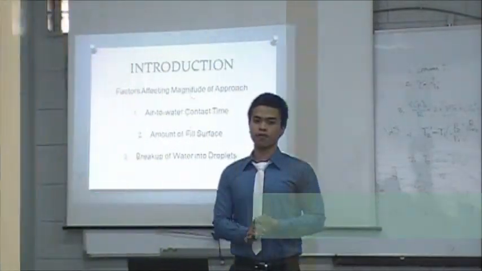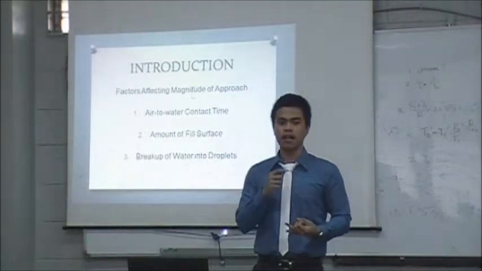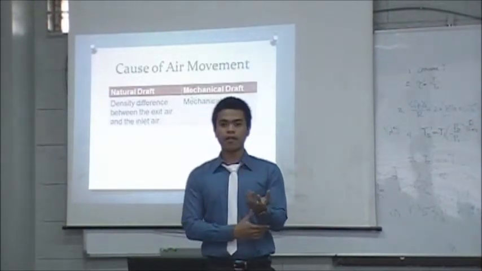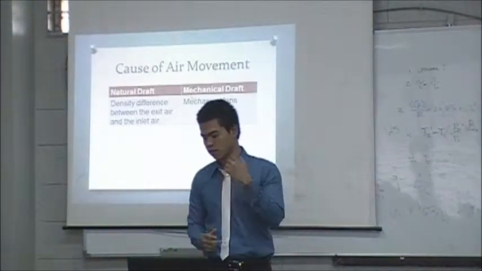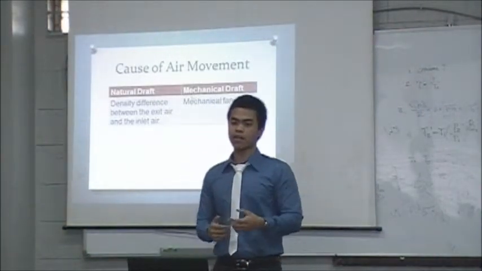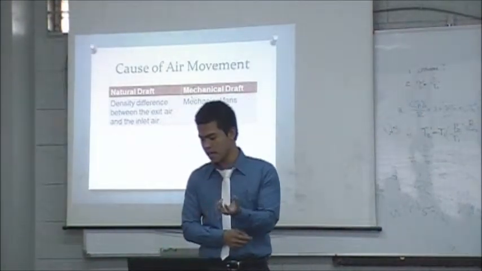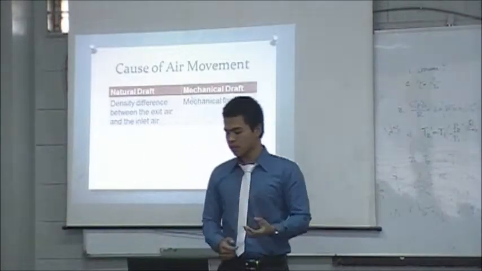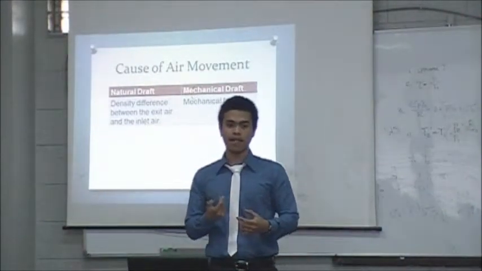There are two general types of cooling tower. The first one is the natural draft, and the second one is the mechanical draft. There are different parameters to consider in order to differentiate these two general types of cooling tower. Number one is the cause of air movement. For a natural draft cooling tower, the main cause of air movement is the density gradient, or the difference in the density of the cool inlet air and the warm exit air. While for the mechanical draft, mechanical fans are used to cause the air movement inside the tower.